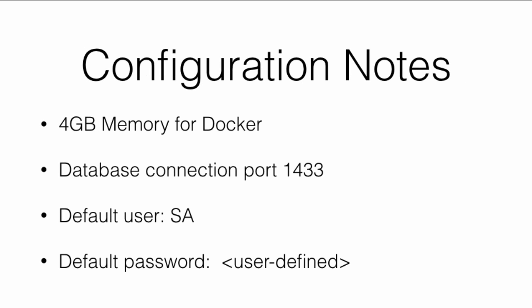There are a few configuration notes to keep in mind when running SQL Server. You need to configure 4 gig of memory for Docker or the database won't start. The way you manage this configuration differs depending on whether you are running Docker for the Mac or Docker Machine. SQL Server's database connection port is 1433, and this needs to be considered when making remote connections to the database. The default user is SA, and you define a password for this user when you start the container. We will demonstrate remote database connections using JDBC through Aquadata Studio.